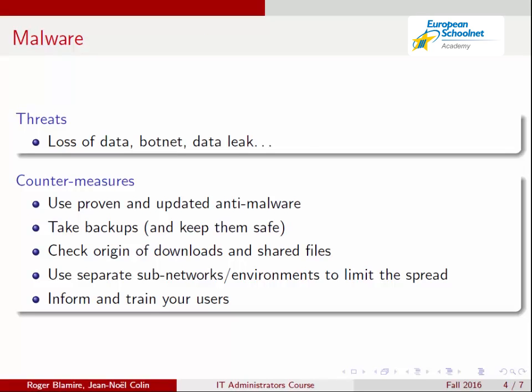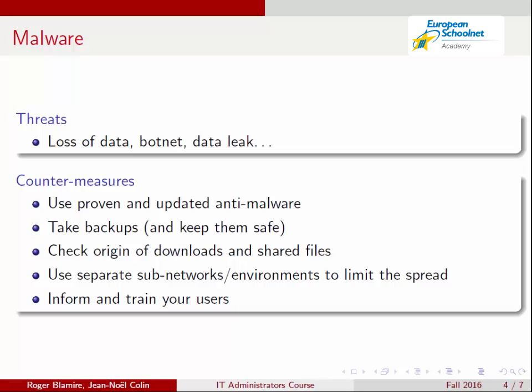Malware is also a very well-known security threat. Everyone has heard about ransomware, actually, which locks down your computer and files until you pay some amount of money, with no guarantee, by the way. So the threats behind malware propagation are, again, loss of data, compromise of your system by joining a botnet, a network of infected machines that are used later on to carry out large-scale attacks, and data leaks.